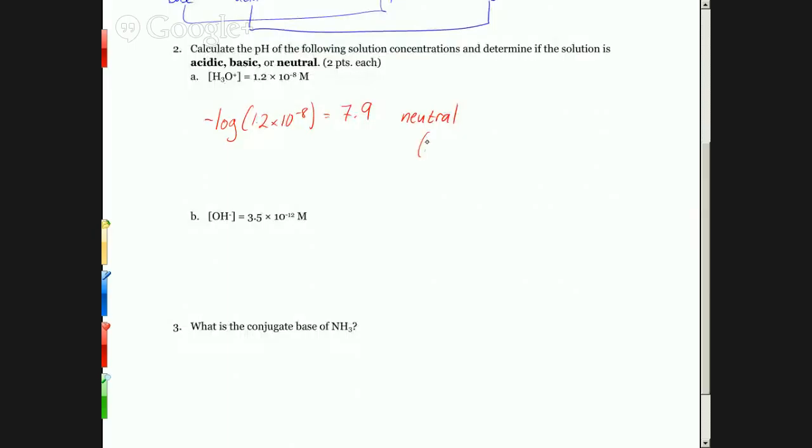We'll put that in parentheses here. So technically, you could call that basic. I think a better answer is to call that neutral. I will accept either. All right.